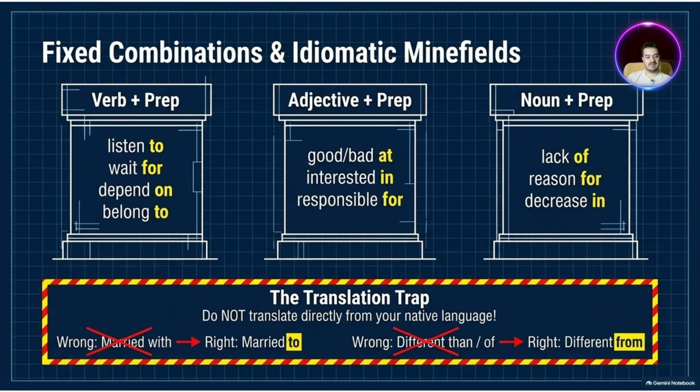Let's try to see some examples. We have the wrong word, which is married with someone, which is grammatically wrong, and the right version is to be married to someone. Or you cannot say different than or different of. You must say different from. For example, I am different from my sister when it comes to spending money. Or countries are different from each other. Students are different from each other.